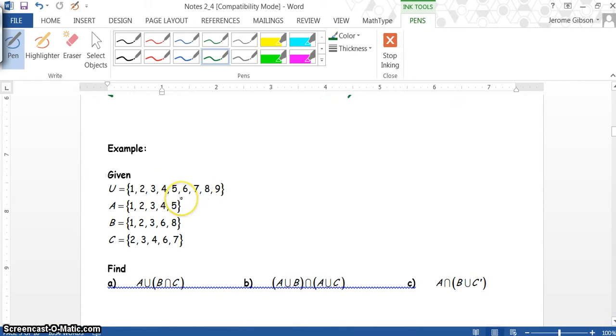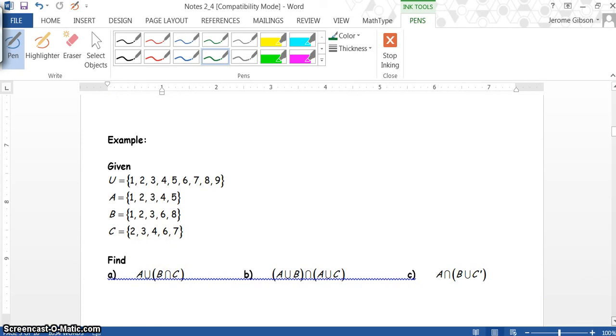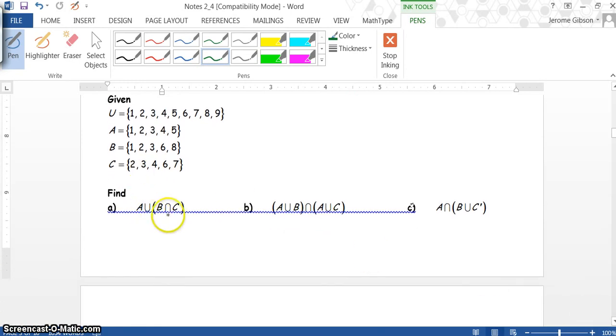Now we have another example. We're given a universal set which is 1 through 9, A is 1 through 5, B is 1, 2, 3, 6, 8, and C is 2, 3, 4, 6, 7. Now they want us to find A union B intersect C. So the first thing we need to do here is this.